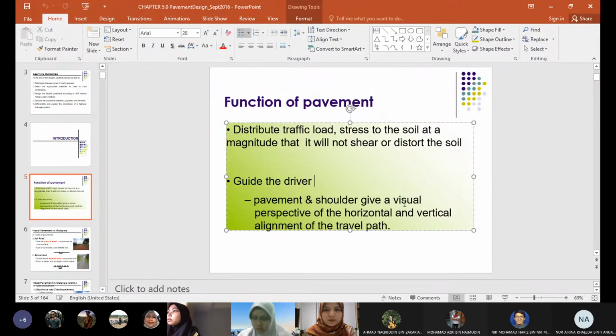Okay, and both would give a visual perspective of the horizontal and vertical alignment of the travel path. So you tahulah lebar jalan tu, the pavement itself, akan kita tahu sama ada dia adalah jalan yang lurus, bengkok ke ataupun jalan yang berbukit.